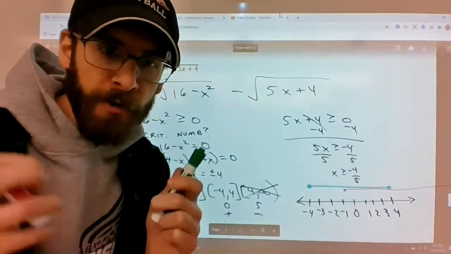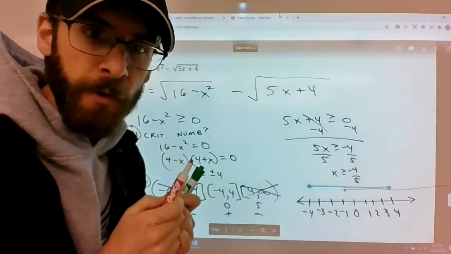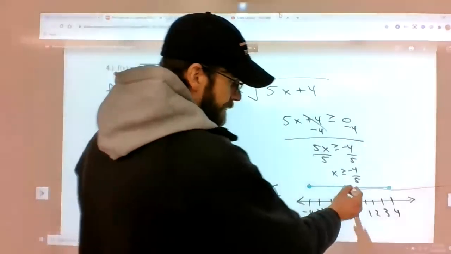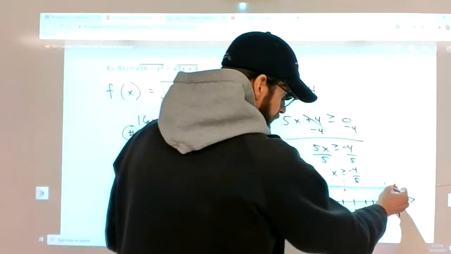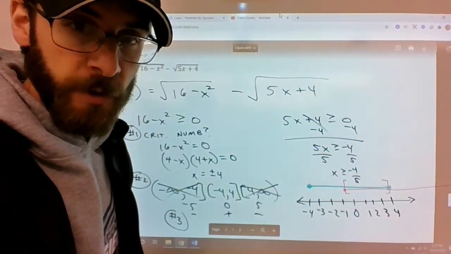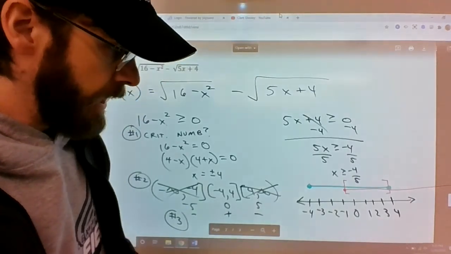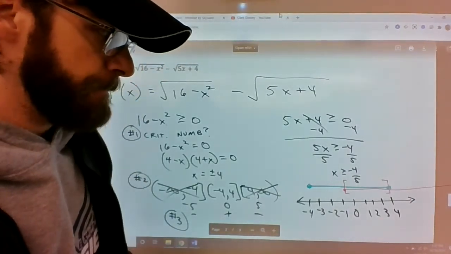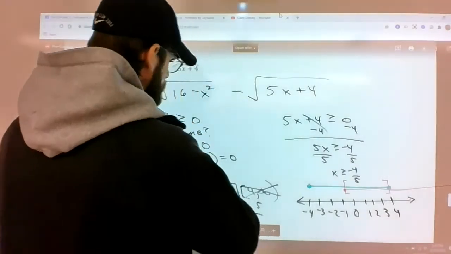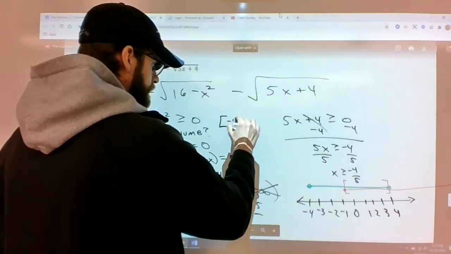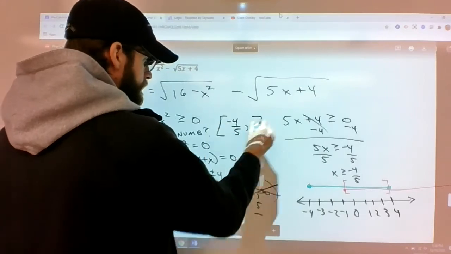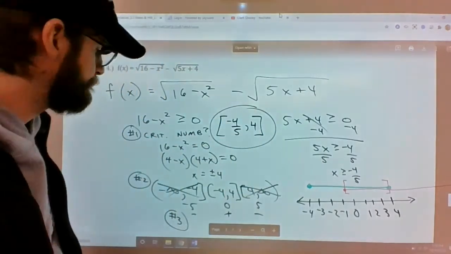Where is the spot where both green and red coexist? Where do they both live? Well, together they live from here to there, which is going to be my final answer for the interval notation of domain. So you're going from negative 4/5 to 4. And that would be your solution.